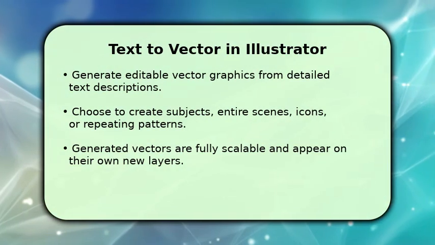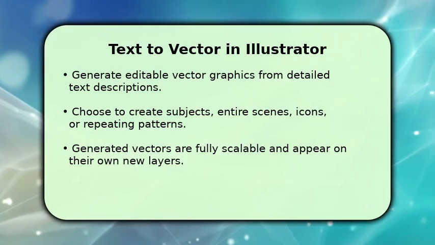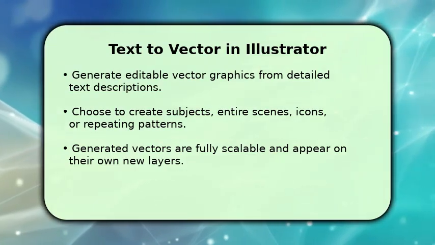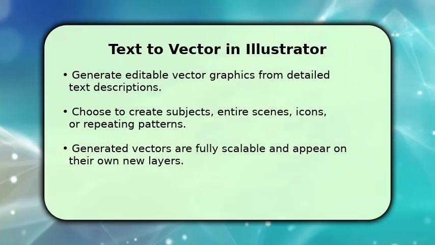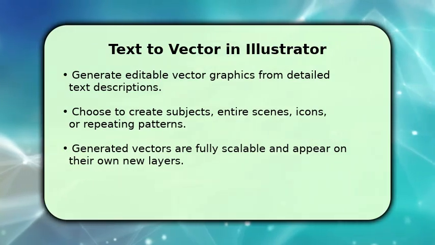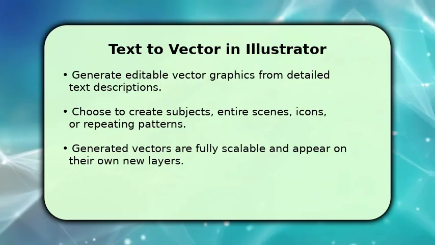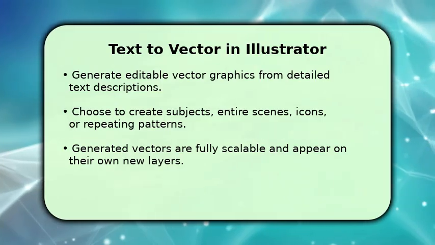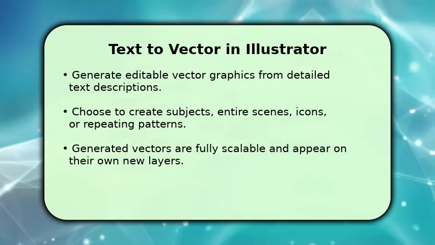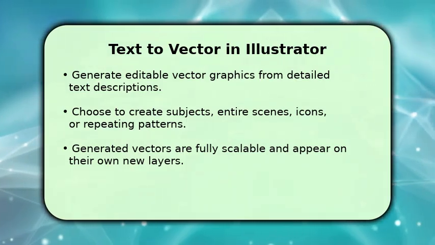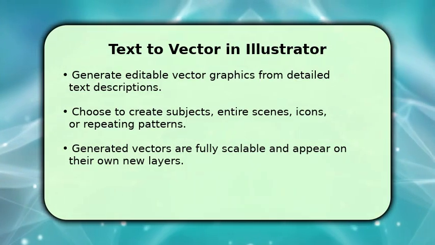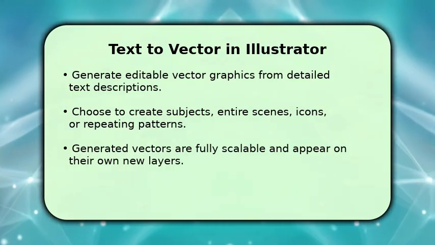For graphic designers, text-to-vector graphic in Illustrator is a game changer. You can simply type a prompt, and the AI will generate fully editable vector graphics. Whether you need a single subject, a complex scene, a simple icon, or a seamless pattern, this tool delivers. The generated artwork is infinitely scalable without losing quality and is created on its own layer, giving you complete control to fine-tune every detail of your design.